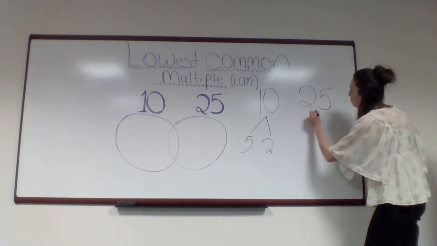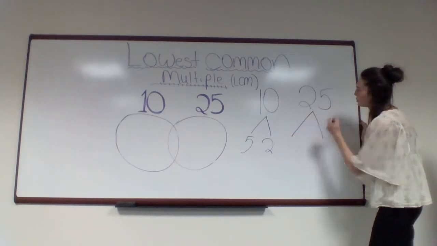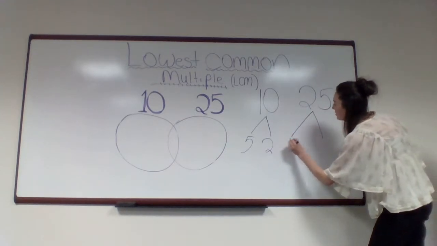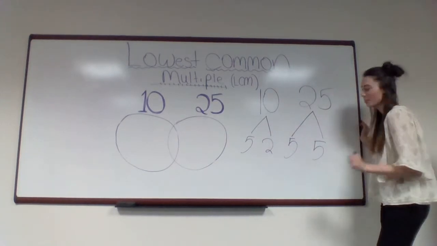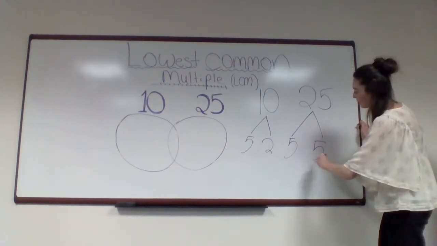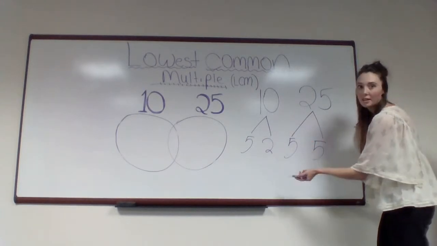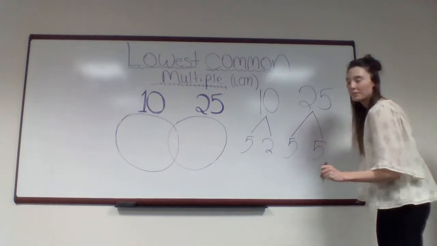And what equals 25? What times what equals 25? 5 times 5 equals 25. And that can't break down anymore because nothing except for 5 times 1 is a multiple of 5.